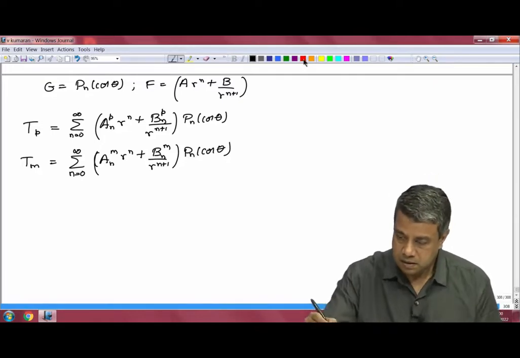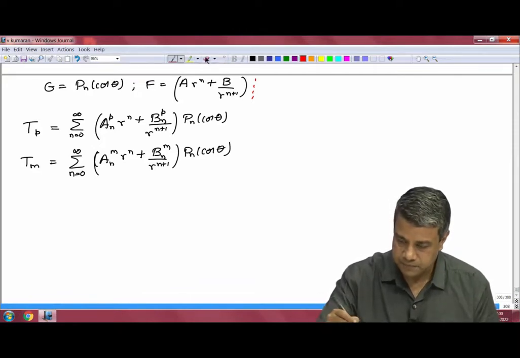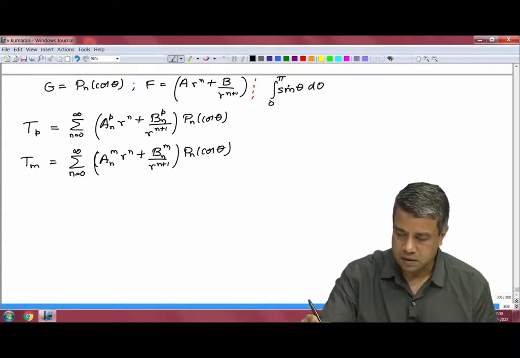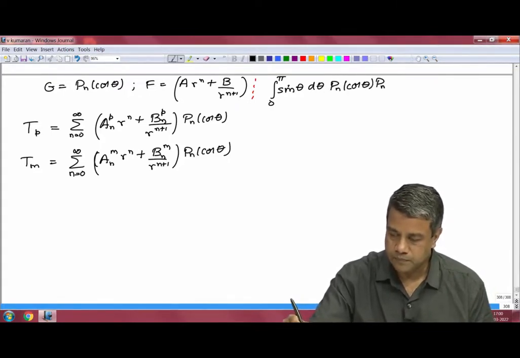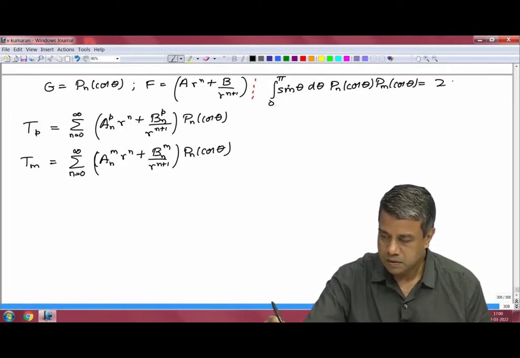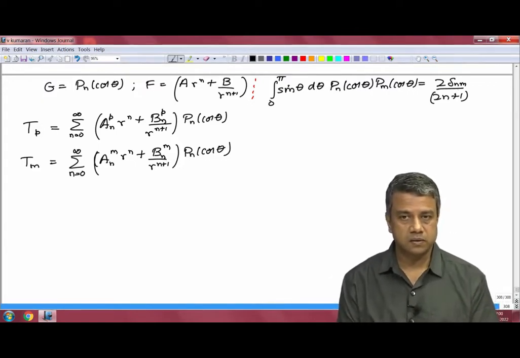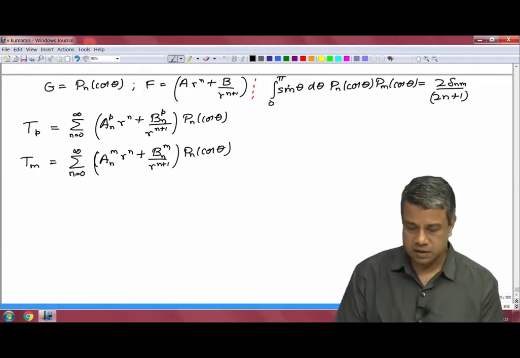And these Pn of cos theta satisfy orthogonality relations, that is, the integral from 0 to pi of Pn of cos theta times Pm of cos theta sin theta d theta is equal to 2 delta nm by 2n plus 1. That is, these integrals are non-zero only when n is equal to m. Okay. So, these were the equations, the boundary conditions.